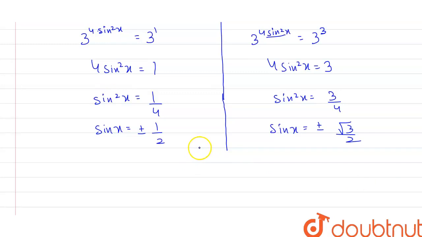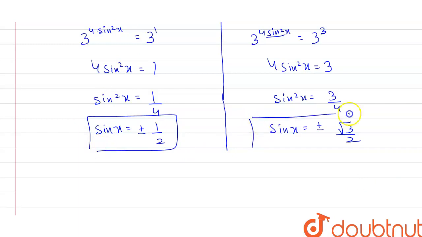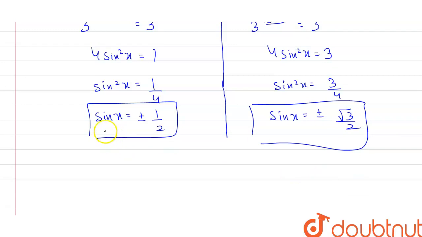So what we have to do now? We have to find the possible values of x for this function. First one is this one, and the other one is this one. We are considering both positive and negative values here. So let's solve for this. First of all we will consider sin x equals positive 1 by 2.